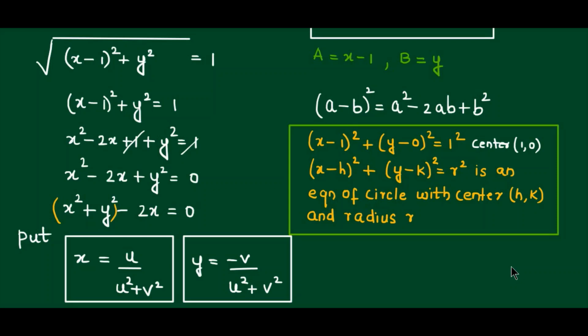Now, from this equation, we have h as 1 and k as 0. Therefore, the center will be (1, 0) and the radius is also 1. So, this is an equation of a circle with center (1, 0) and radius 1. Now, in this equation, if we substitute x and y, things get complicated.